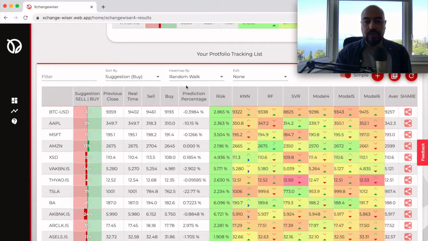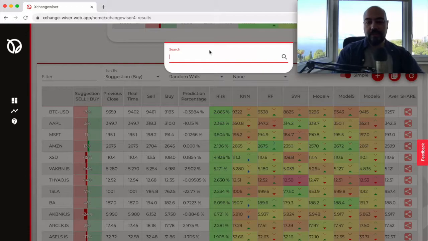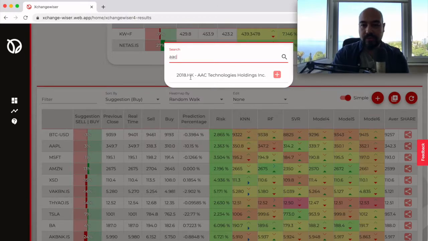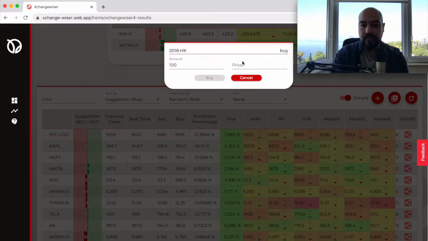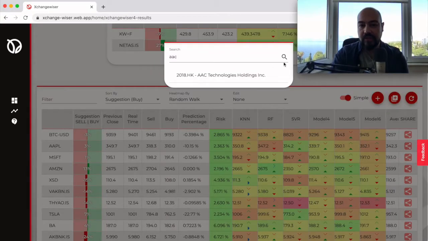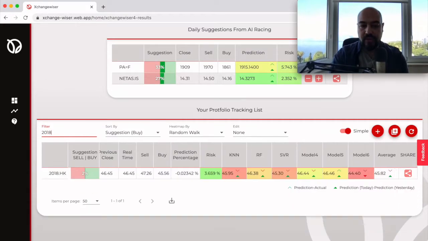Of course, you can add a new investment tool from the add button in here. You can just start typing your investment. Let's say we are going to add AAC from the Hong Kong Stock Exchange, AAC Technologies. I just search it and click on the plus sign in here. I can add an amount of purchase also in here, or I can just leave it as a tracking list record in here. So I can search AAC on my list and you can see the details in here.